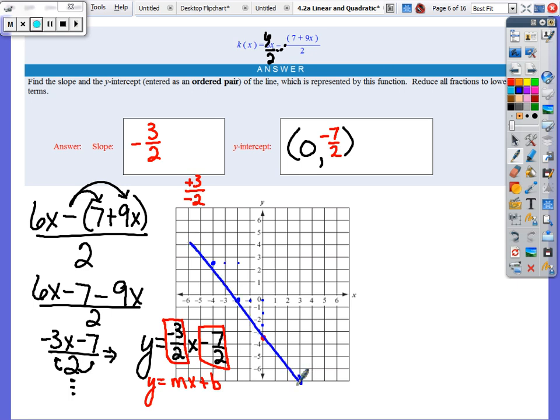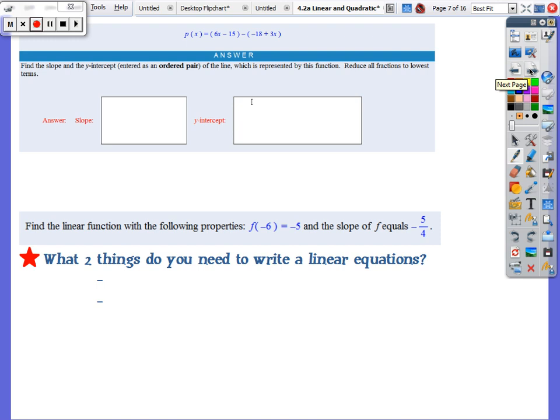We draw that line, and there you go. There's the graph. We have the information for the slope and the y-intercept, and there's your answer. Okay, moving on. Let's take a look at the one at the top. Probably a little bit easier to at least manipulate. We're not going to graph on this one. We're just going to find the slope and the y-intercept.